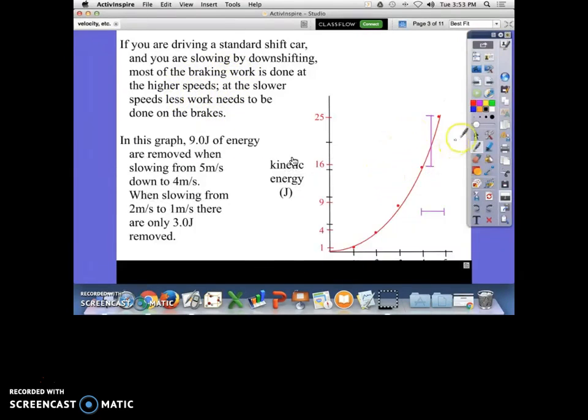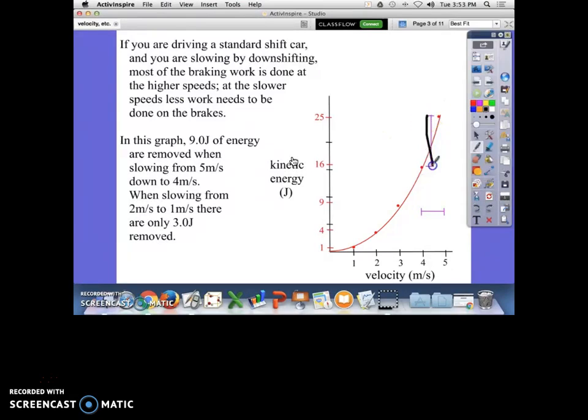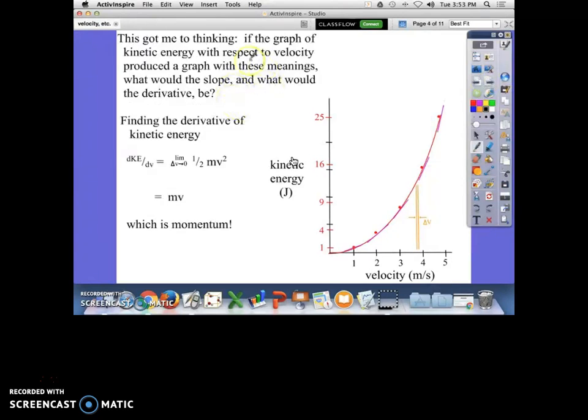In this graph, 9 joules of energy are removed here when slowing from 5 to 4. Just over this time interval. From 5 to 4, you're going to lower your kinetic energy by 9. But when you're slowing from 2 to 1, you're only lowering your kinetic energy by 3 joules from 4 to 1. So I was right. You downshift to 3rd gear and coast up and catch the rest of it on the brakes. This got me to thinking.